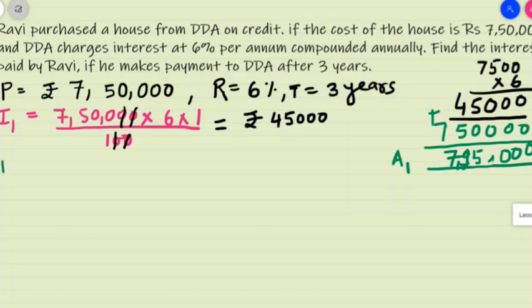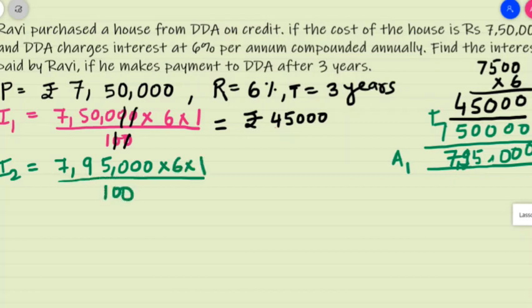So let us find the interest for the next year. For the next year, the principal amount is 7,95,000. This will be multiplied by 6 into 1 divided by 100. Okay. Now see, two zeros cancel. Now you are getting 7950 into 6. 7950 into 6. 6 0 is 0, 6 5 is 30, 3, 6 9 is 54 and 3 is 57, 5, 6 7 is 42 and 5. 42 and 5 will be 47.